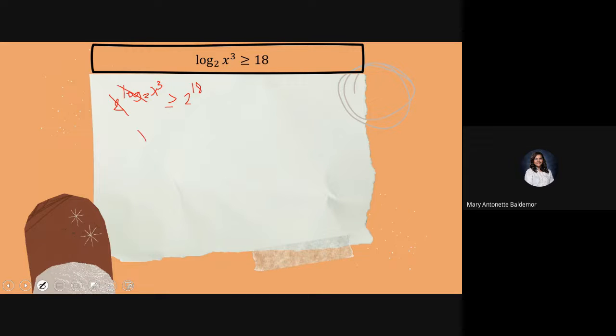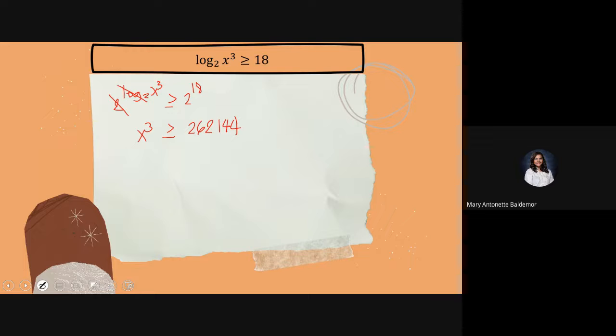So x raised to 3 will remain greater than or equal to 2 raised to 18. We can solve 2 raised to 18 using our calculator. So 2 raised to 18 is equivalent to 262,144.